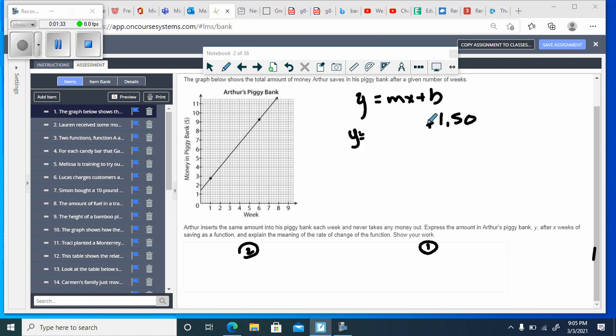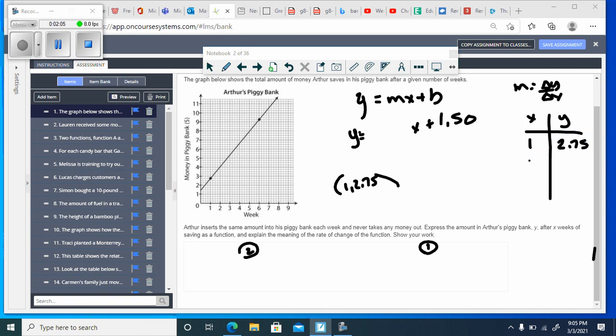Now let's see how it's changing. We need 2 points to use to find our m, don't we? Because we know that m is change in y over change in x. Here's our x, here's our y. So let's find 2 points. This is at 1, 2.75. So let's put that in there. Week 1, he's got $2.75.